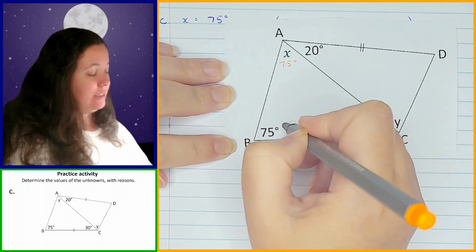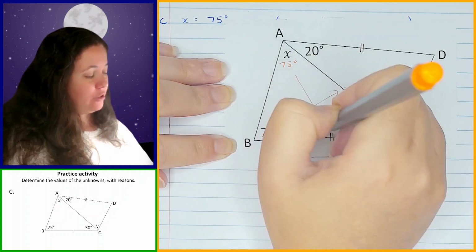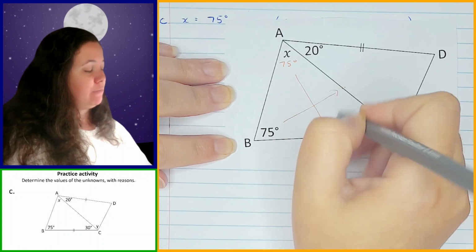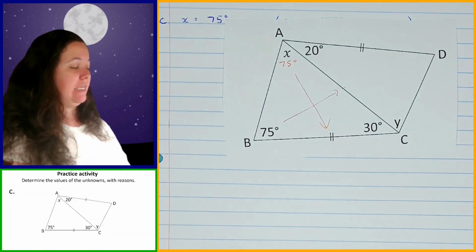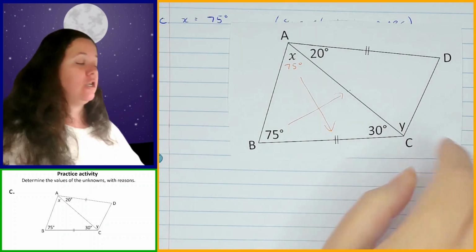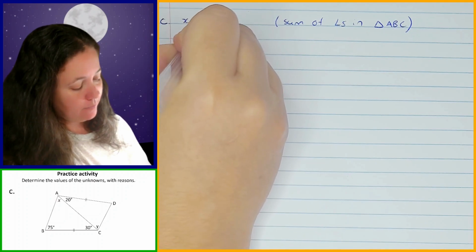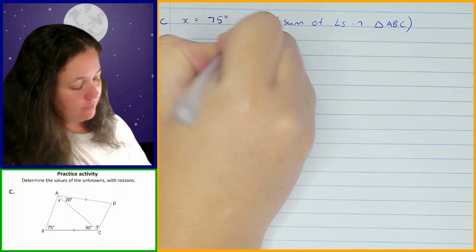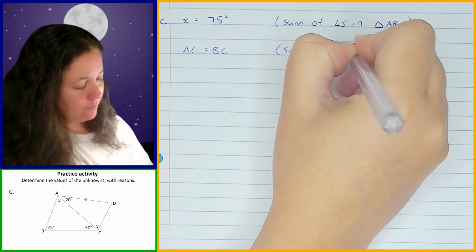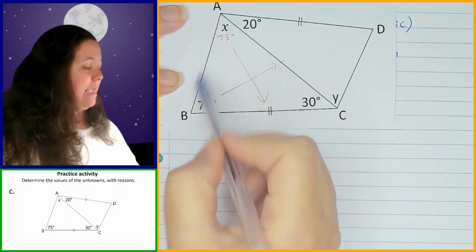So this side over here and this side over here are opposite the equal angles, which means that these two sides must be equal to each other. So now I can say that AC is equal to BC because they are sides opposite equal angles in triangle ABC.